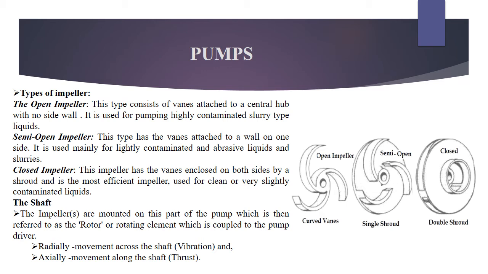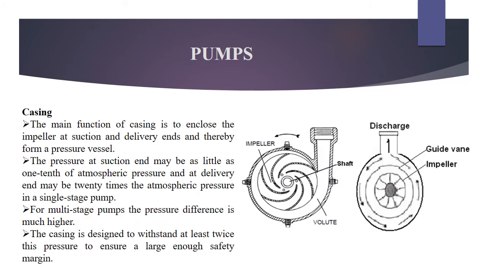Next we move on to the shaft. The impellers are mounted on this part of the pump, which is then referred to as the rotor, which is coupled to the pump driver. Radial shafts are there, axial shafts are there. Radial shaft is the vibration one, axial shaft is the thrust one. Casing. The main function of the casing is to enclose the impeller at suction and delivery ends and thereby form a pressure vessel.